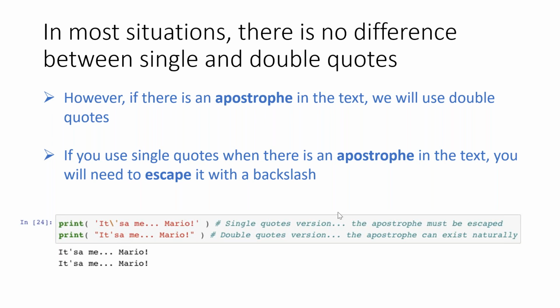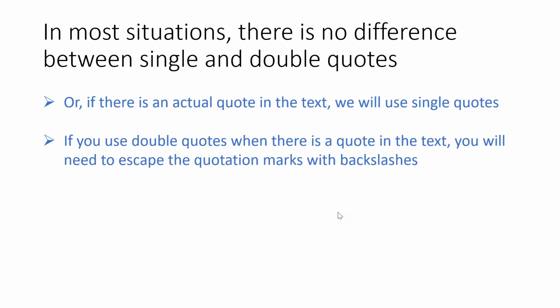Then your text might also have double quotes in it. Some quotation of somebody is there in your text. Then again, wherever double quotes are coming, you can use an escape character and define using double quotes. Or because you have a double quote inside the text, you define your string using single quotes.